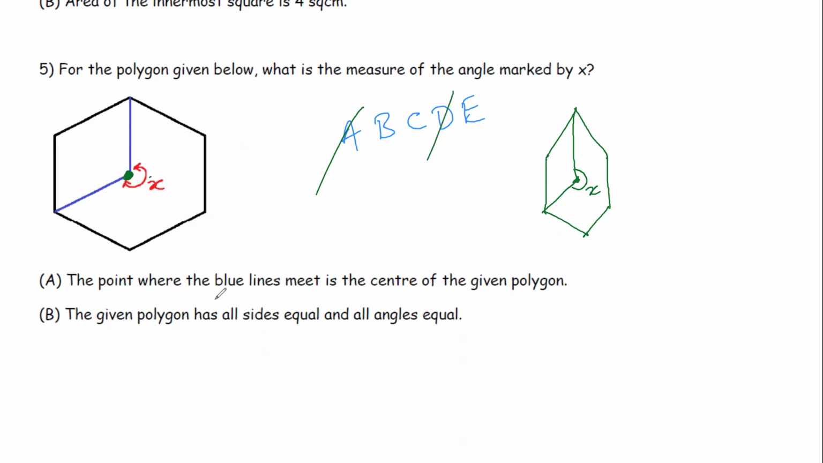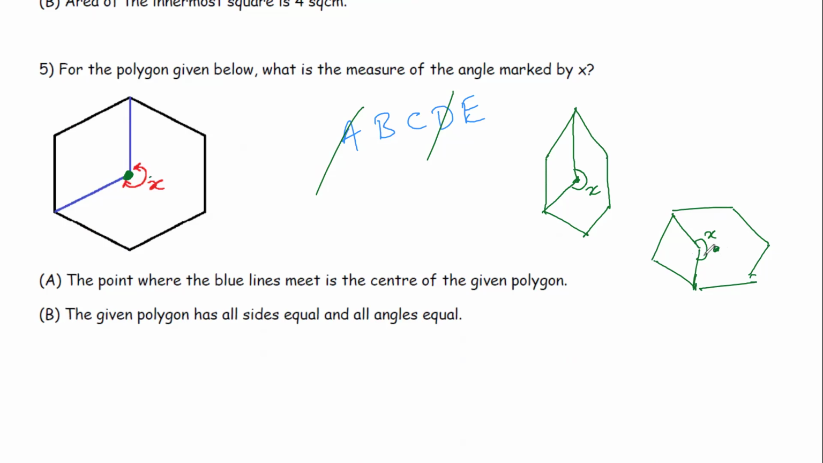Second statement, the given polygon has all sides equal and all angles equal. Fair enough. So the second statement tells me that this particular polygon is a regular polygon, but it does not tell me whether this is the center or not. So it could very well be that this is my regular polygon, but the X formed is not at the center, X could be out here. They're asking this angle. Are you with me? It's not touching the center. So from the second statement, we don't know whether the X is formed at the center or not, because that can change the answer. If it's at the center, we know the answer, but we don't know for a fact whether X is at the center or not.